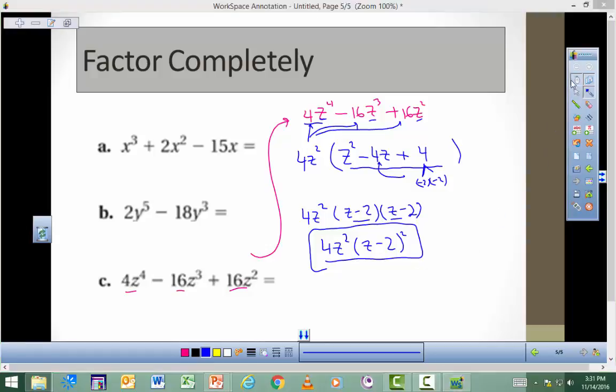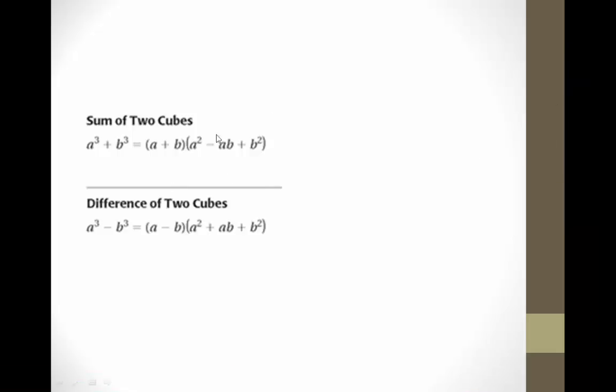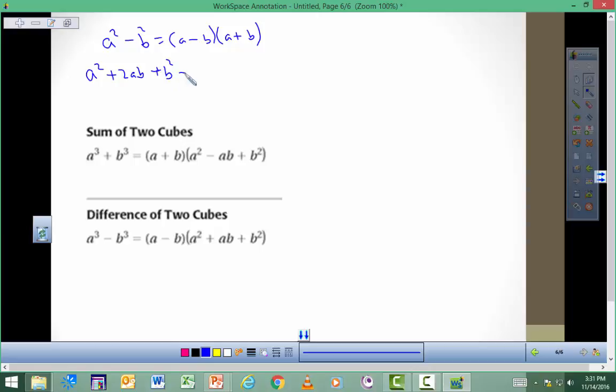Let's continue though. There's one more idea I want to cover, and that's the sum and difference of two cubes. Now, you'll notice there's a special pattern here. And patterns aren't new. You've actually seen patterns before. Like, for example, when we did the difference of two squares, we saw that that's a special pattern. That's going to give me a minus b and a plus b. But you've also seen this one, a squared plus 2ab plus b squared. This is another one of those special patterns. This one always factored to a plus b squared.